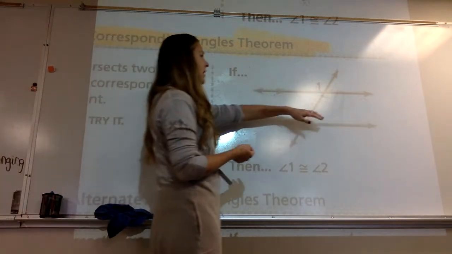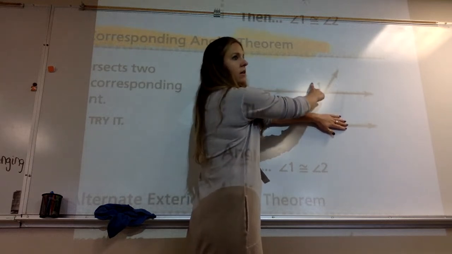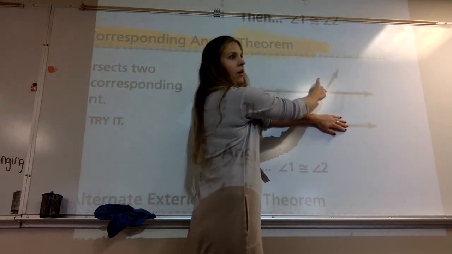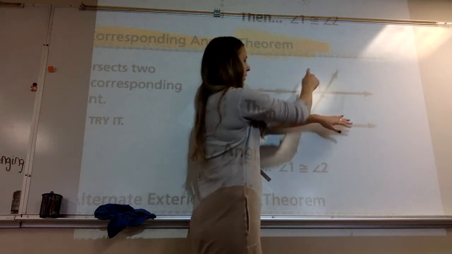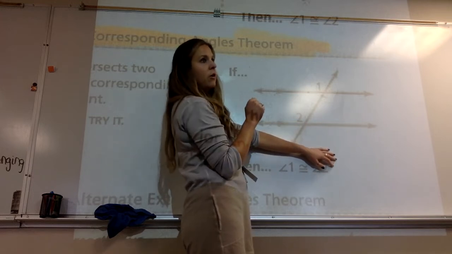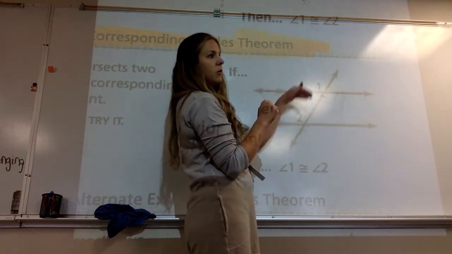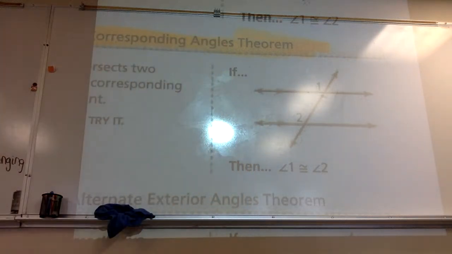But the way that I like to think about it is, so this is one parallel line up here. This angle is sitting in the upper left. Upper left, upper right, lower left, lower right. So this is in the upper left. Where is this one? Also upper left. So corresponding sits in the same location on both parallel lines. Congruent or supplementary? Congruent. Perfect.